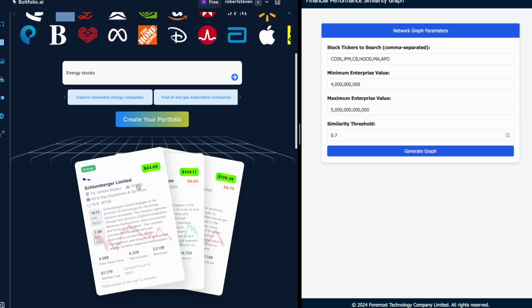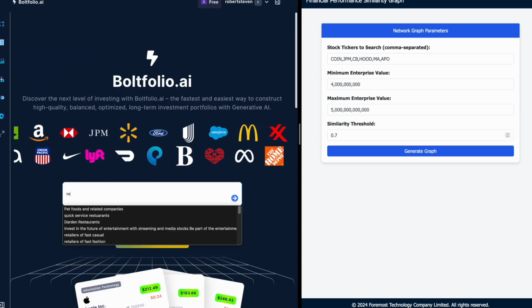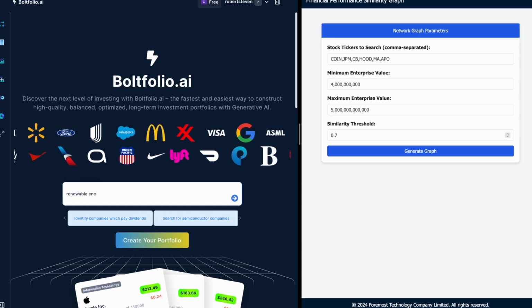Now, if you're thinking longer term, then you might want to think renewable energies, right? Renewable energy stocks, right?